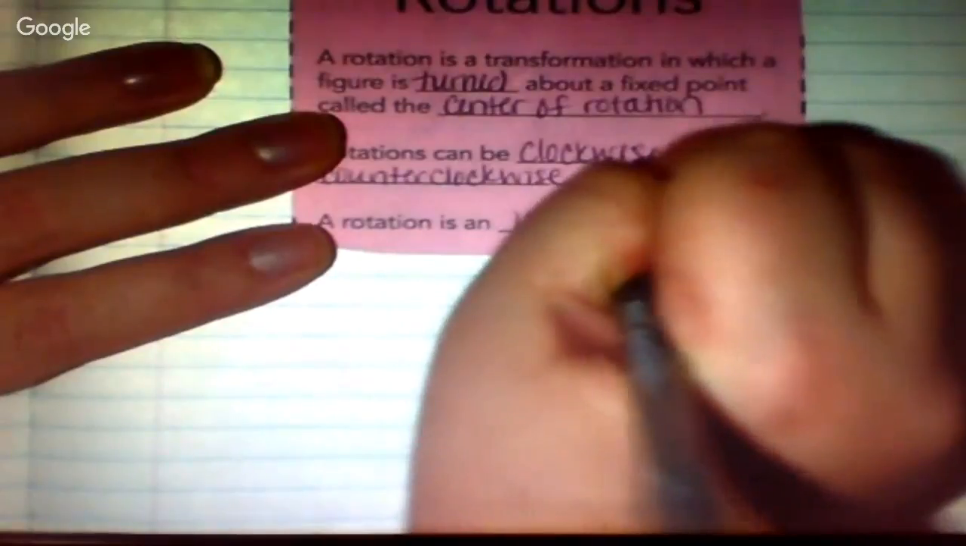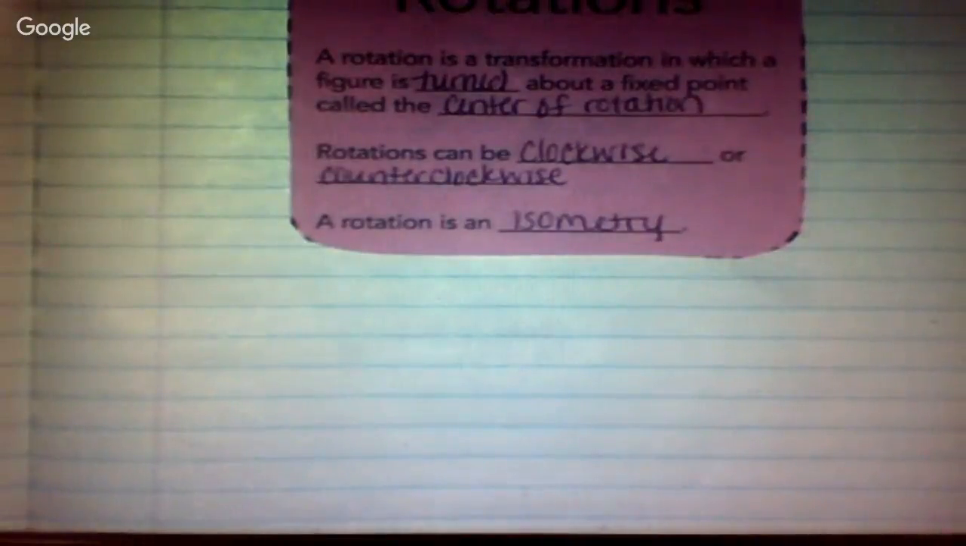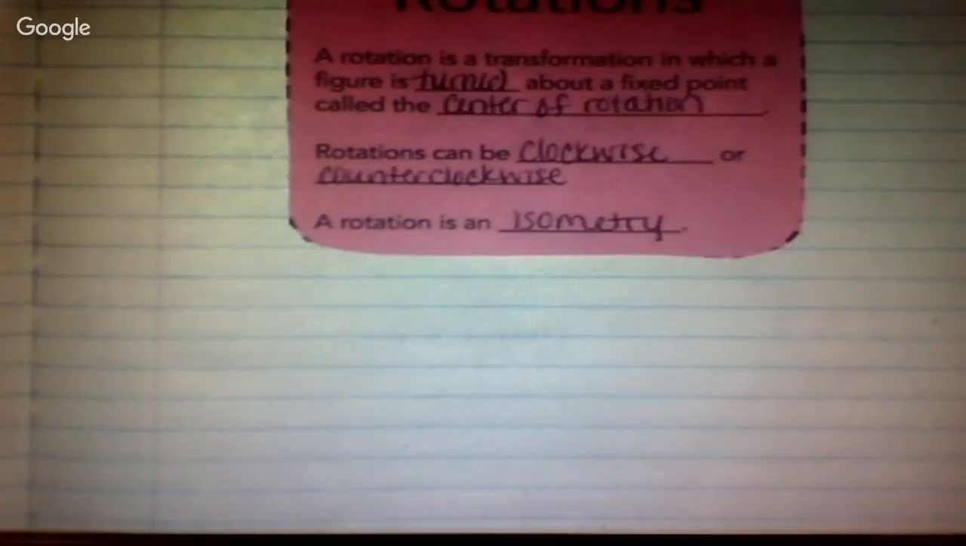And finally, a rotation is an isometry. We learned that word yesterday. What does the word isometry mean? An isometry is a transformation that preserves length. Good. It preserves length, which means that your figure is not getting any bigger or smaller. Okay? It's staying the same size, just turning it.